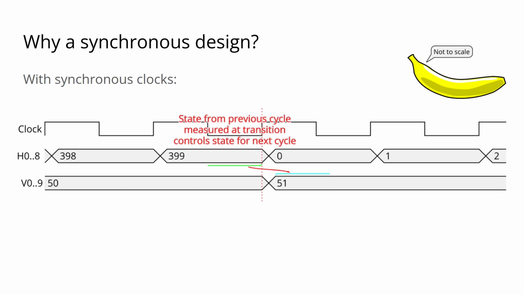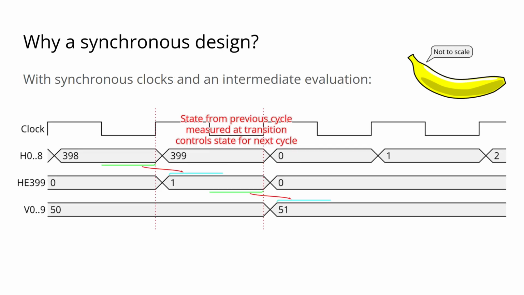Since both the horizontal counter and the vertical counter need to know when H equals 399 to reset to zero and increment respectively, it would be great to consolidate that into one single output of the horizontal counter. This output I've called HE399 for H equals 399.